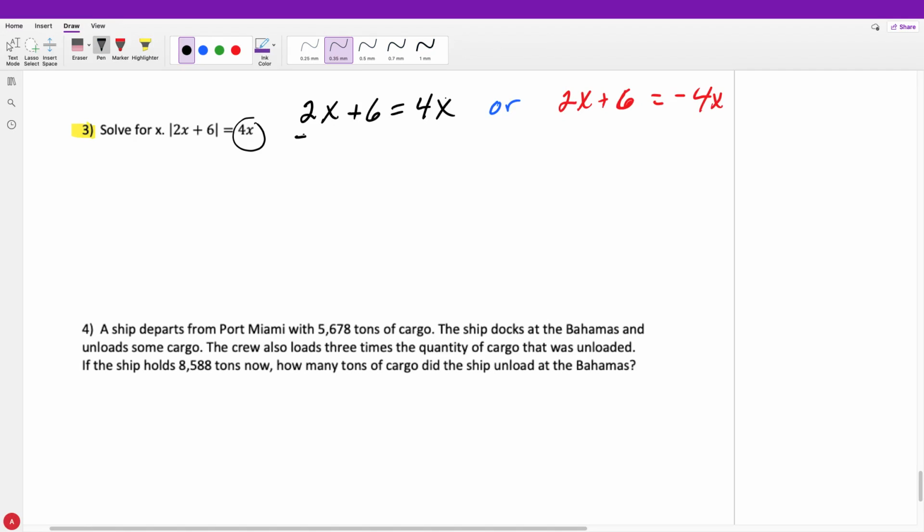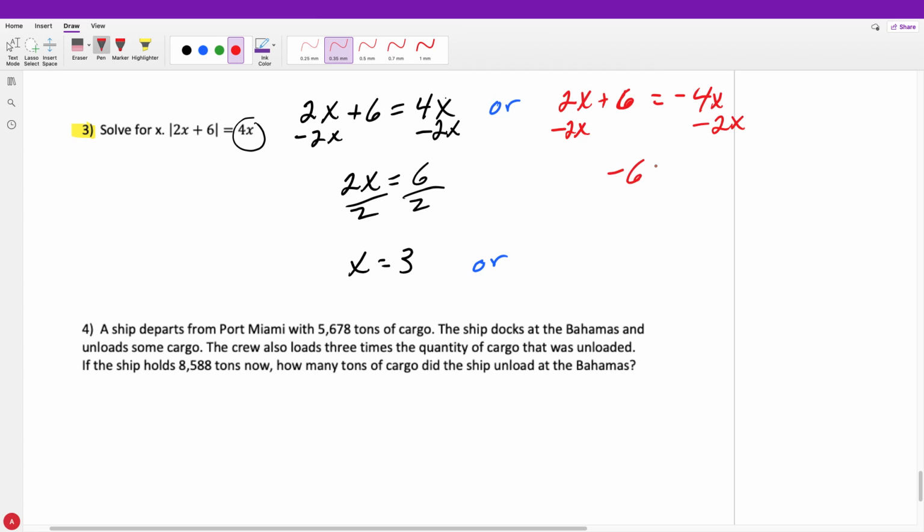So I'm going to go ahead and subtract 2x from both sides, so this way I can get my x's together. So now I got 2x is equal to 6, divided by 2, and x is then equal to 3. Or I'm going to go ahead and subtract the 2x. So negative 6x is equal to 6, divided by negative 6, or x is equal to negative 1.